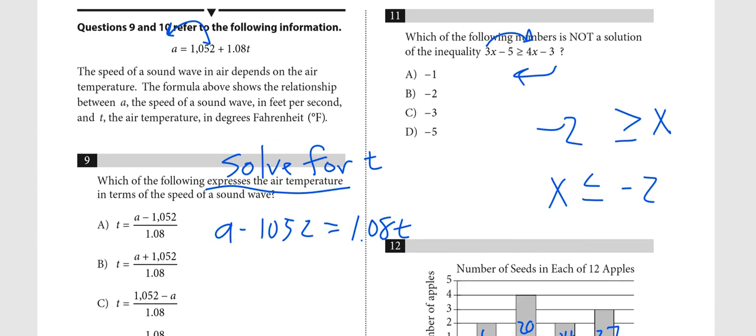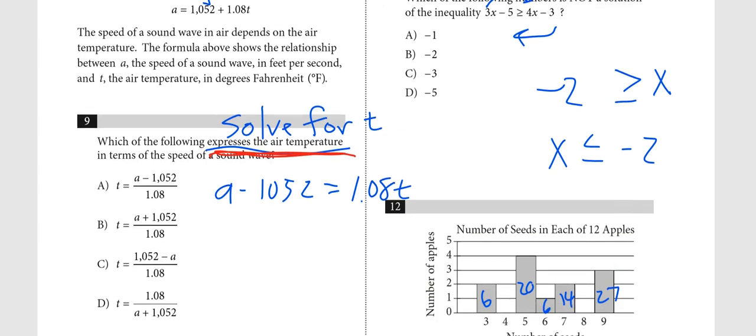So when they say expresses the air temperature, they mean solve for T, which makes sense because all the answer choices are solved for T. And so, of course, all you're going to do is subtract that 1052 to the other side and divide by 1.08. And there's only one like that, which would be letter choice A.